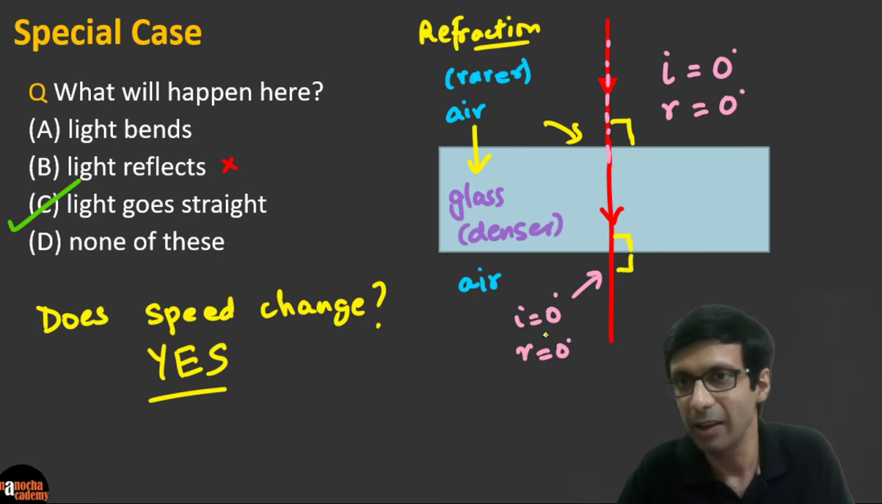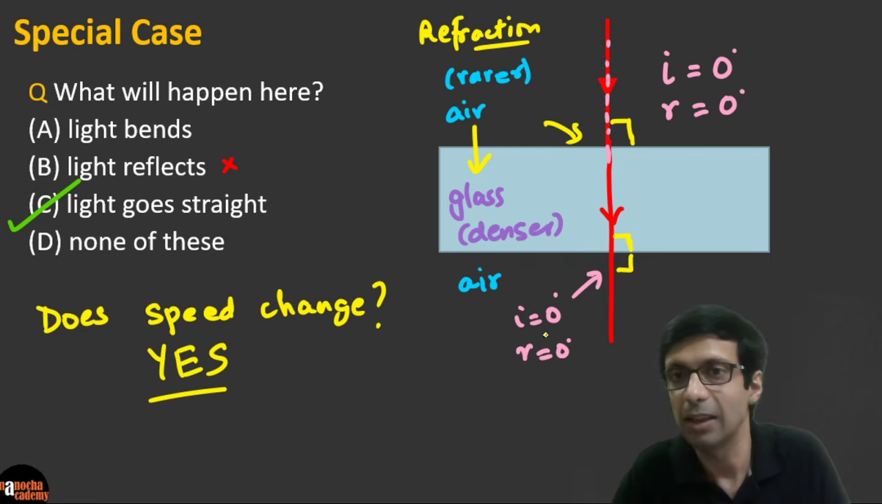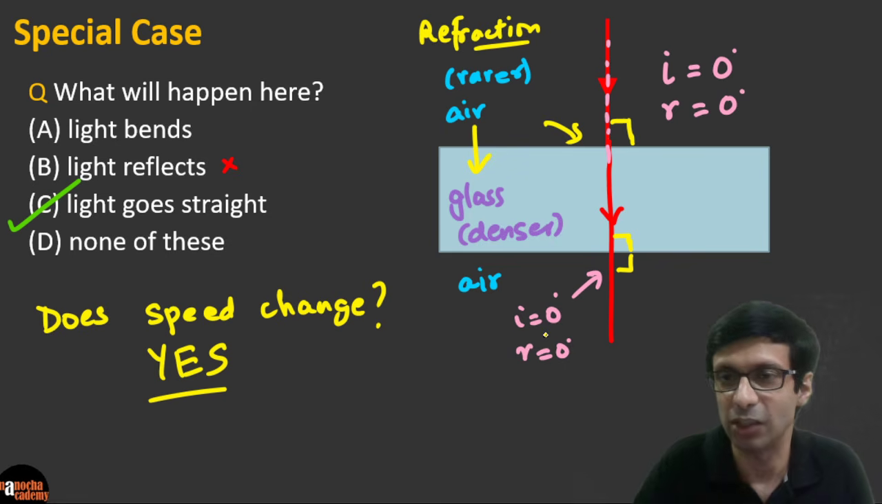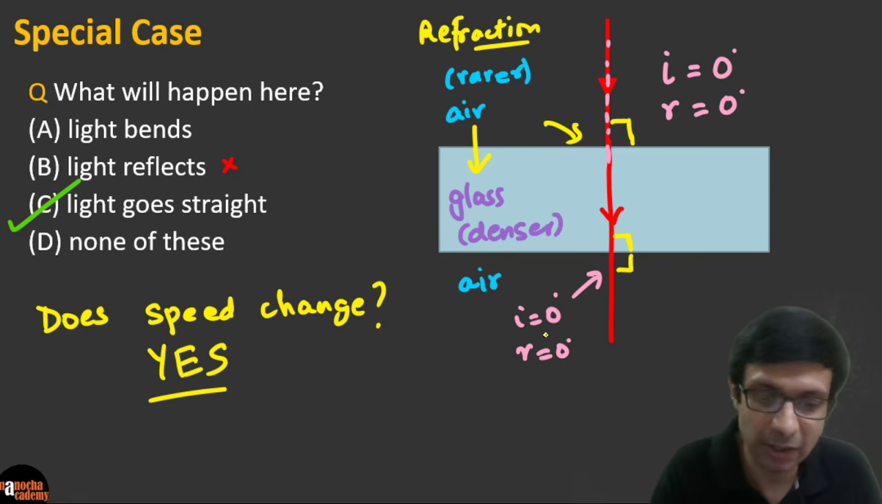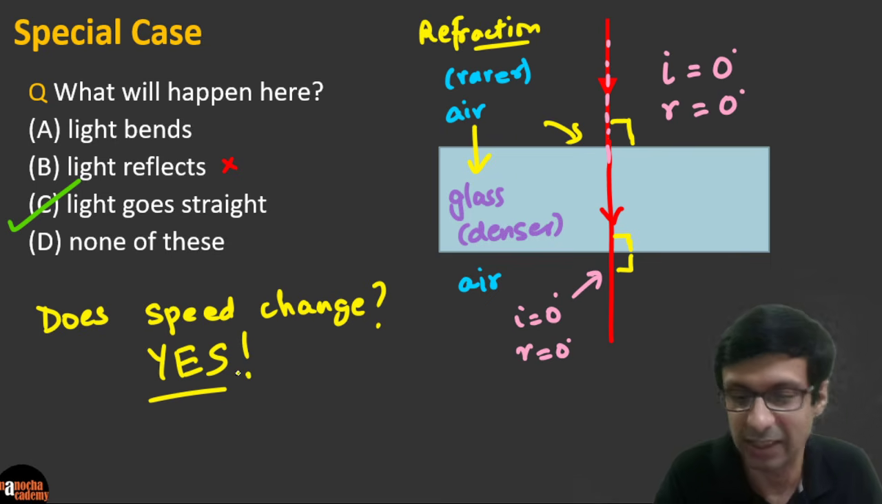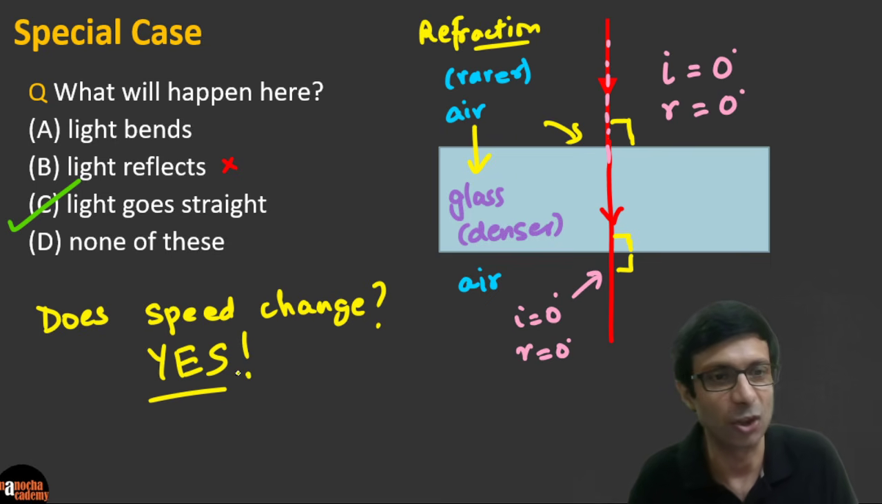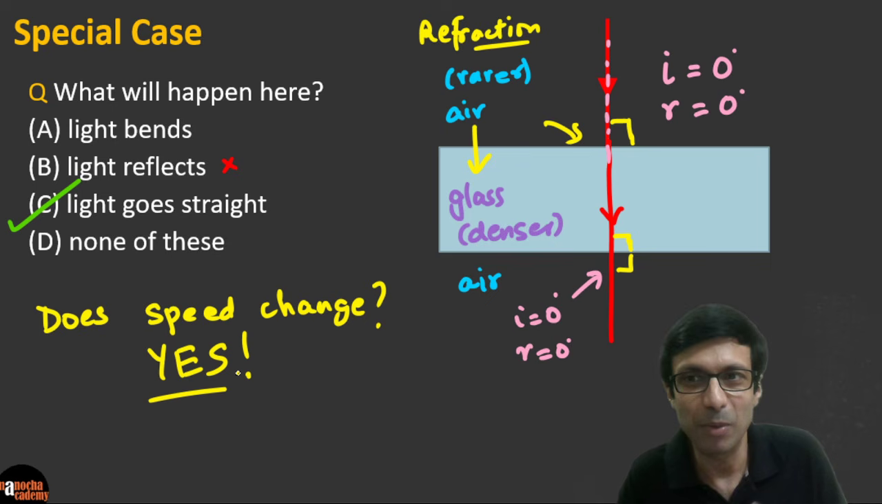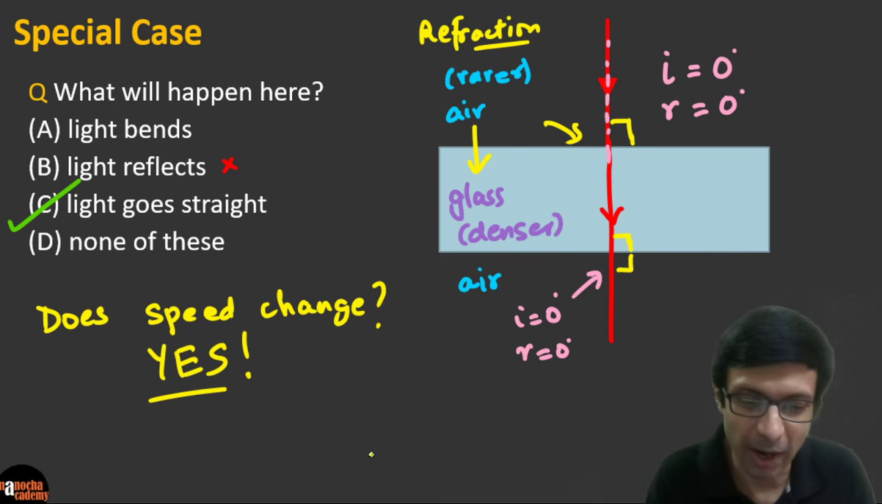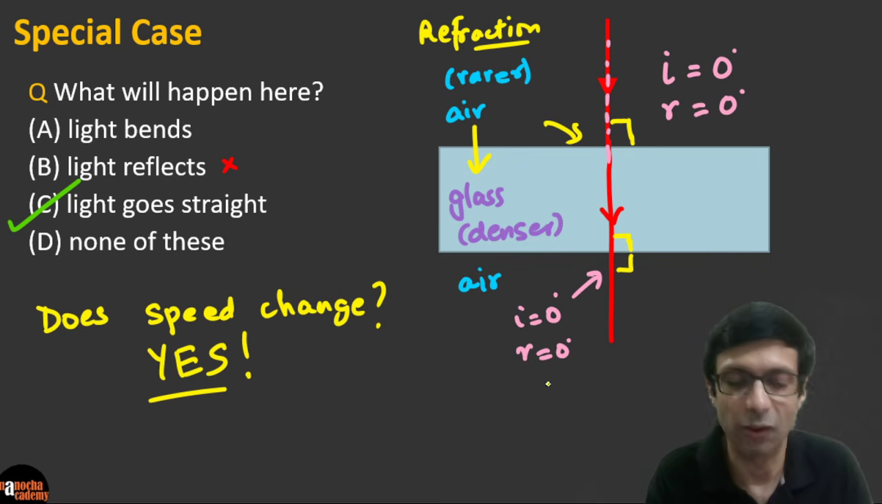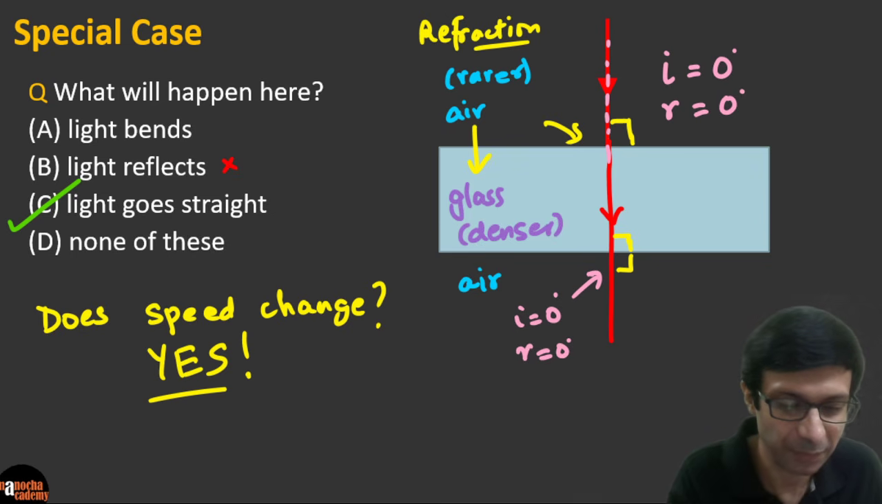If you compare air and air, it will remain same. But when the transition is happening from one medium to another, speed is going to change because light is going and hitting a different medium. Okay, so does the speed change? The correct answer is yes, but the light does not bend. Okay, so remember this interesting question where speed changes, but light travels in a straight line.